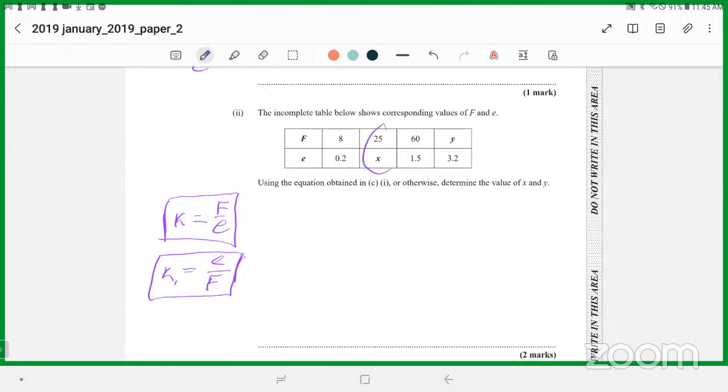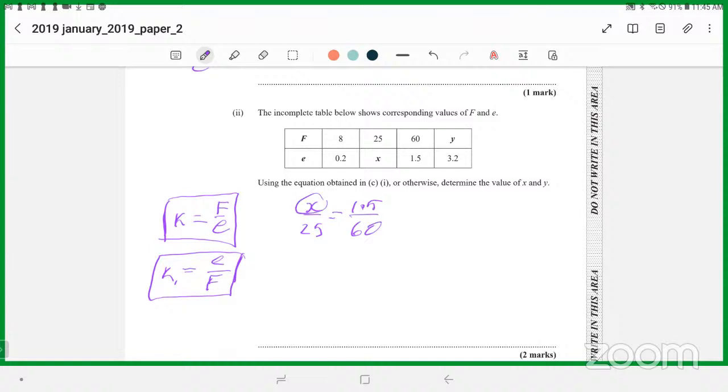So for this pair, I'm going to use this relationship, that the E over F is always constant. So look, I'm going to set it up now. This E value over this F value equals this E value over this F value. So I'm going to say X over 25, that is E over F, is equal to 1.5 over 60. Or if you want, you could use 0.2 over 8. Doesn't matter, either one. So using a known pair.